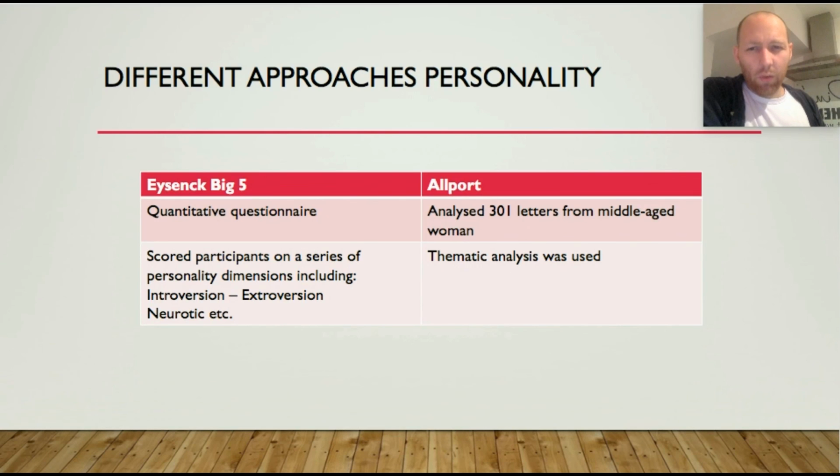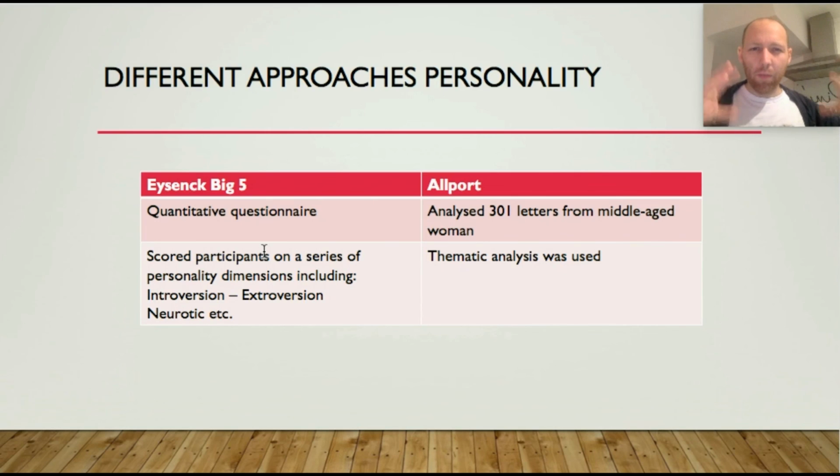Different approaches. Here's a quick example then. Two leading personality researchers of the 20th century, Hans Eysenck and Allport, take different approaches. Allport's approach is to analyse 301 letters from a middle-aged woman to himself and his wife. I'm not sure how representative they are as the receivers of letters, but his students analysed it using a sort of thematic analysis, very, very idiographic.